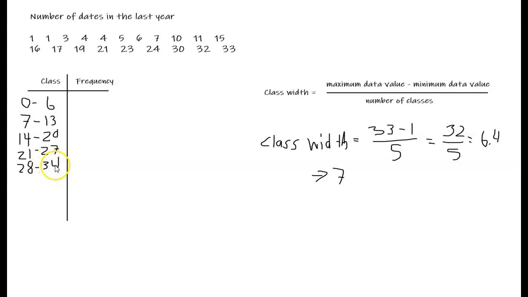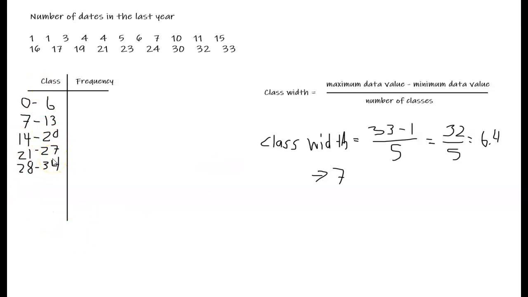All right, so let's check my 3 requirements. First requirement, does all of this data fit in here? Yes, because the smallest number is 1, and it can fit in here. And the largest number is 33, which this goes up to 34, so good. Next requirement, do I have at least one number between 0 and 6 in the first class? Yes, I do. In fact, all those numbers are in there, so we're good. Last requirement, do I have at least one number between 28 and 34? Yep, looks like I have 3 numbers, so we're good. So this is a good fitting class structure.